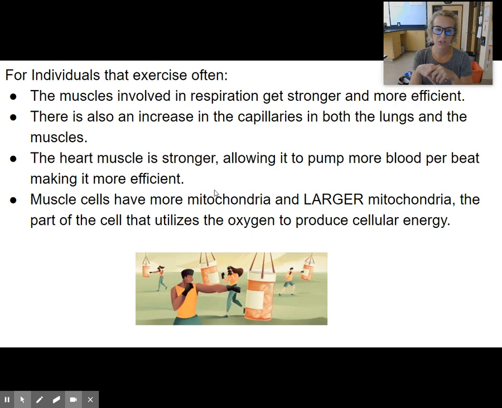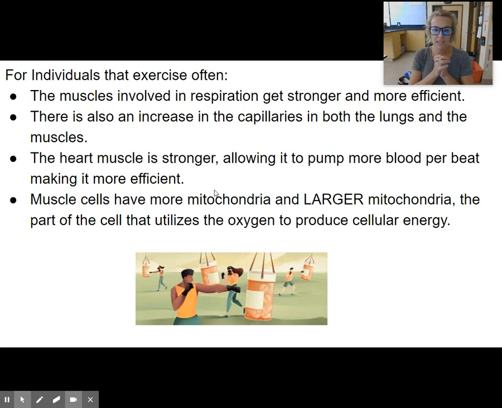Individuals who exercise more actually build and increase the number of capillaries, both in their lungs and in the muscles. And remember, capillaries take blood to individual cells. Think of it kind of like a blood network. And then finally, if you're thinking about individuals who exercise often, their heart changes a substantial amount. The heart walls can get stronger, more musculature, which gives more force when you're pushing blood in and out of the heart.